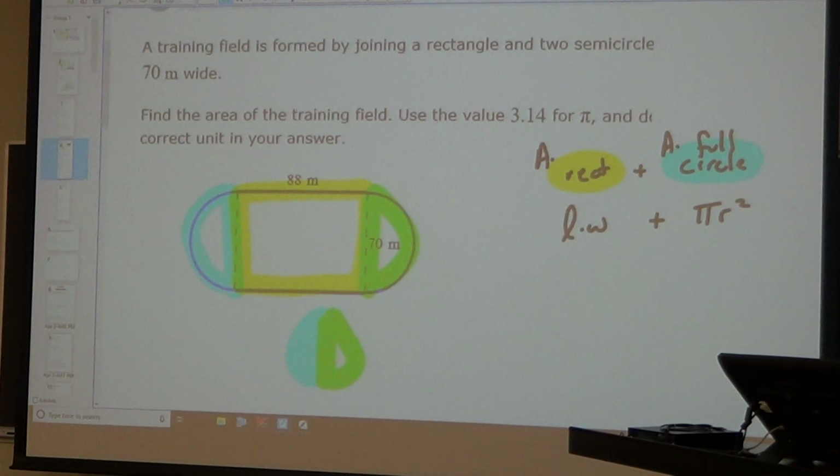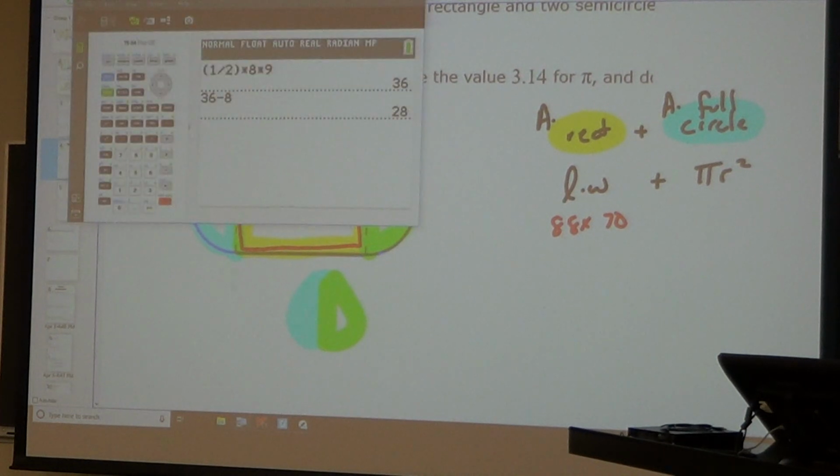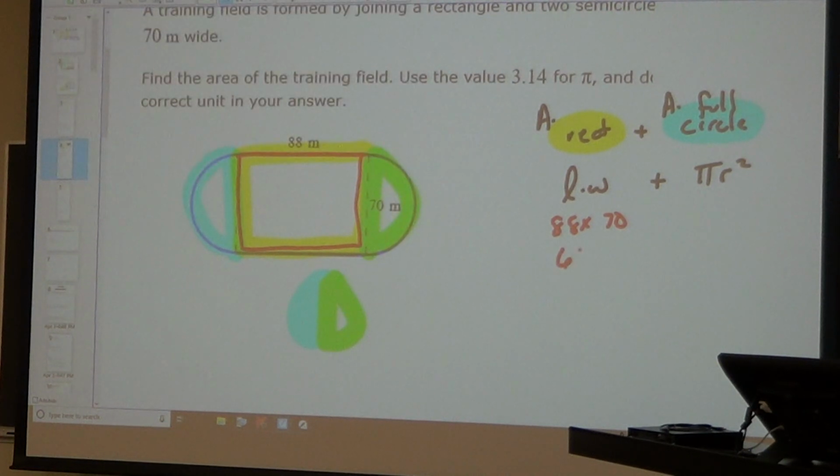So this one's gonna be pi r squared. So let's start with the rectangle. Here's my rectangle. What is the length and width of the rectangle? 88 by 70 is gonna be my rectangle. So if I come over here, I'm gonna do 88 times 70. That's like the basketball floor.